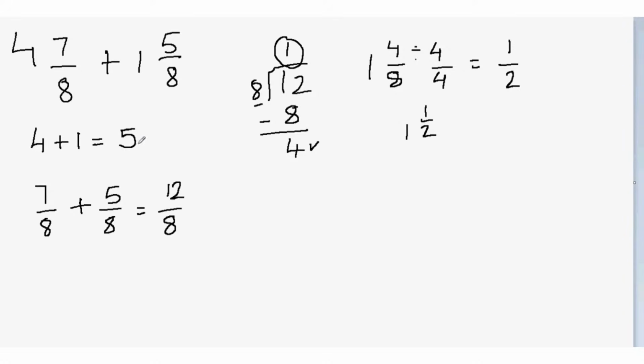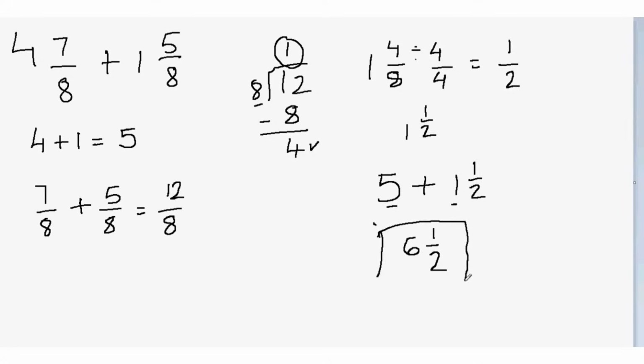Now we have to combine the whole part and the fractional part. So let's combine it together. I have 5 for the whole part, and then I have to add 1 over 2 to this. So again, I have the whole part and the fractional part. I will add the whole part first. 5 plus 1 will give me 6. And for the fractional part, I only have 1 over 2. So I will write this as 1 over 2. So my final answer is, when you add 4 7 over 8 plus 1 5 over 8, you're going to get 6 1 over 2. That's my final answer.